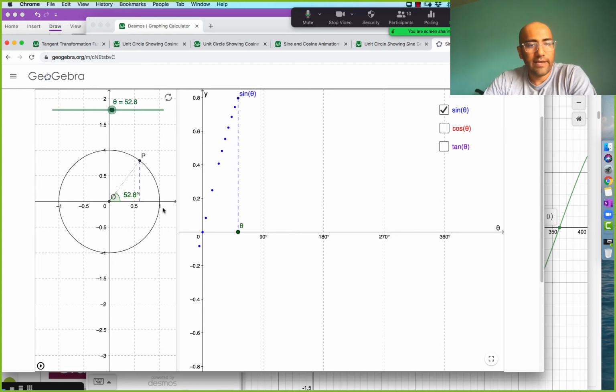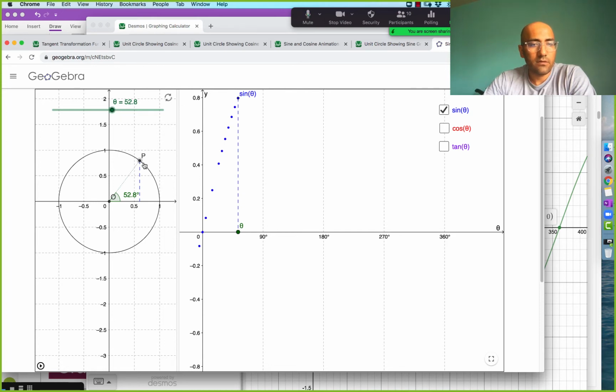say at this point, as we trace this up, as this point goes this way, we're keeping track of the y values, right? The y value is this distance, this height of the triangle. So the height here starts off at 0.